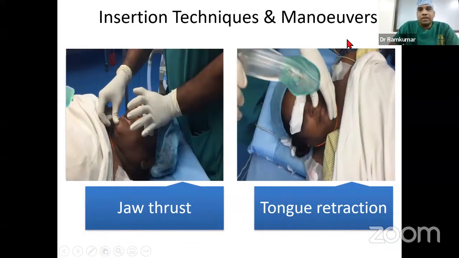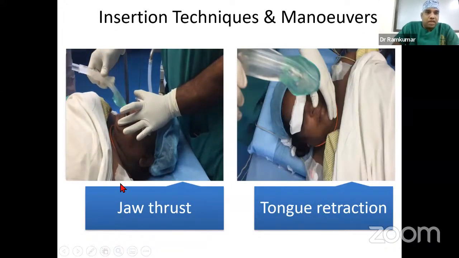Coming to other maneuvers where you tend to have resistance or difficulty in placing, especially with an i-gel. In an obese, short neck patient who has OSA or a large tongue, the tongue also tends to move along with the device, falls on the pharynx, and obstructs the placement of the device. One technique, physically mentioned for i-gel, is called the jaw thrust technique.